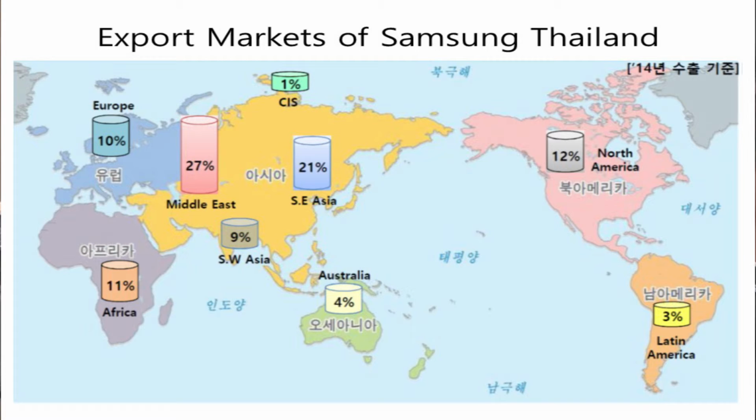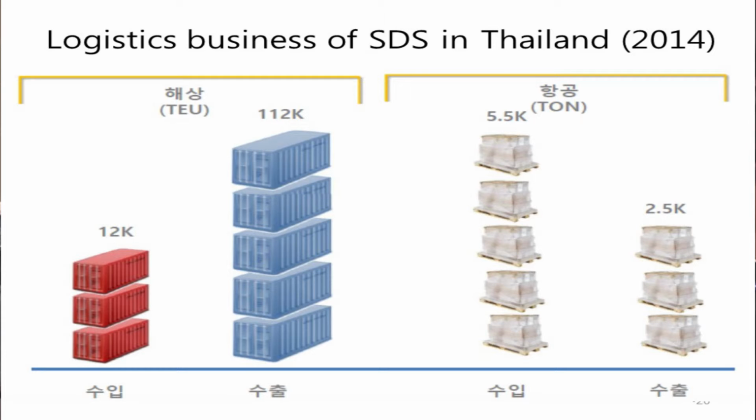Their logistics demand in shipping: imports are 12,000 TEU and exports are 112,000 TEU. By air, they import 5,500 tons of materials and export a similar amount. So there is a very significant logistics demand in Thailand.